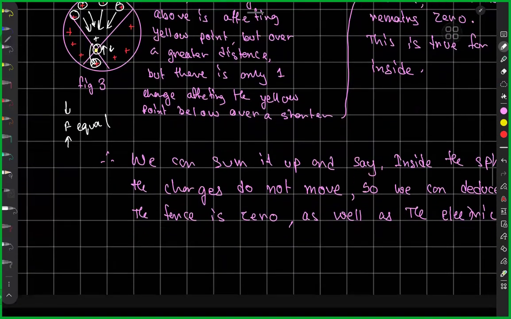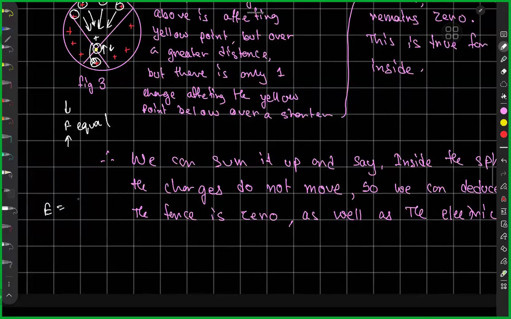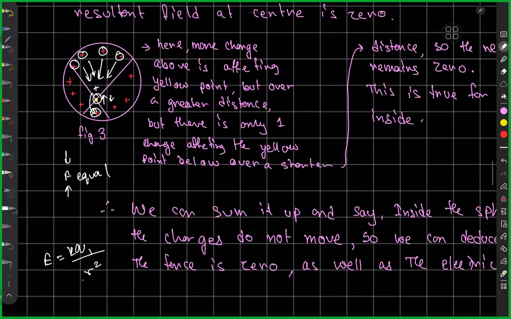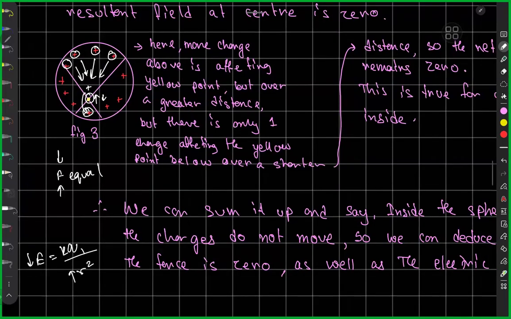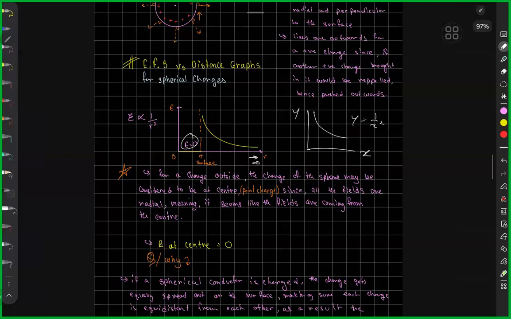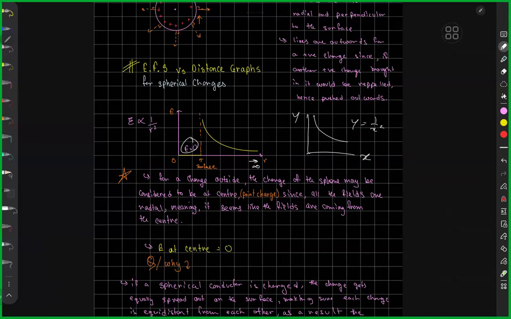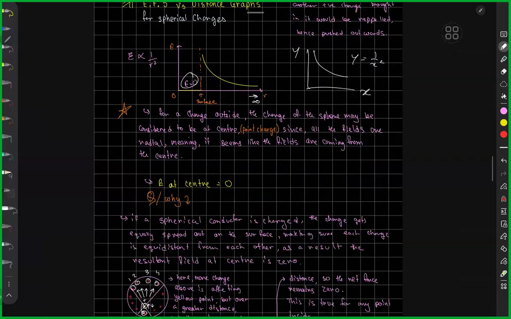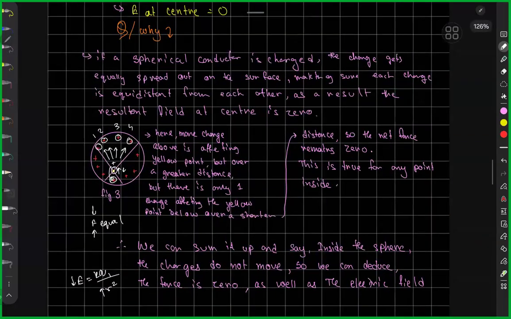Remember, electric field strength is proportional to Q1 divided by separation squared. As my separation increases, force decreases. Notice, even though there are 1, 2, 3, 4 charges over here, the distance that they are away from my situated charge over here is more. I'm just explaining right now why the field strength is 0 inside the sphere. That's where I started. So I'll explain it here. I'm going on with that.